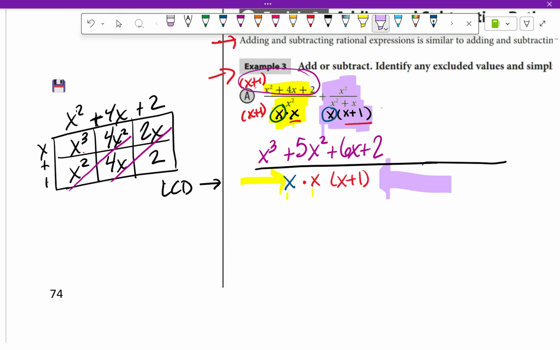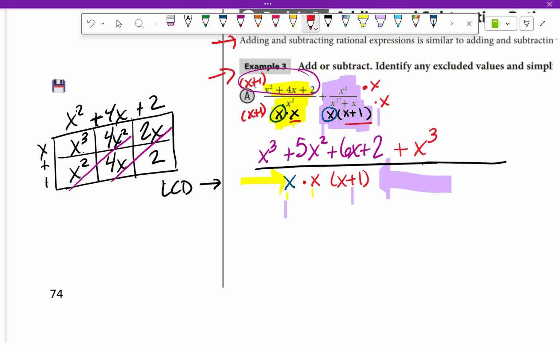So I see an x. I get to keep an x, right? I see an x plus 1. What's missing? An x. So, oh, good. We only have to multiply by x this time, right? Technically, I've already done the denominator. What's x squared times x? X cubed. That looks much better, doesn't it? That was better than the first one.